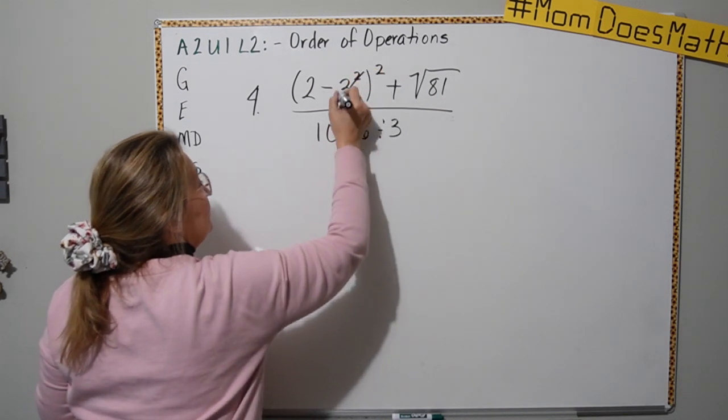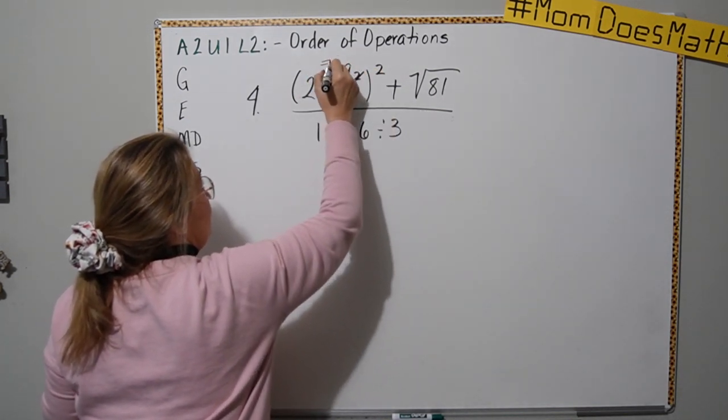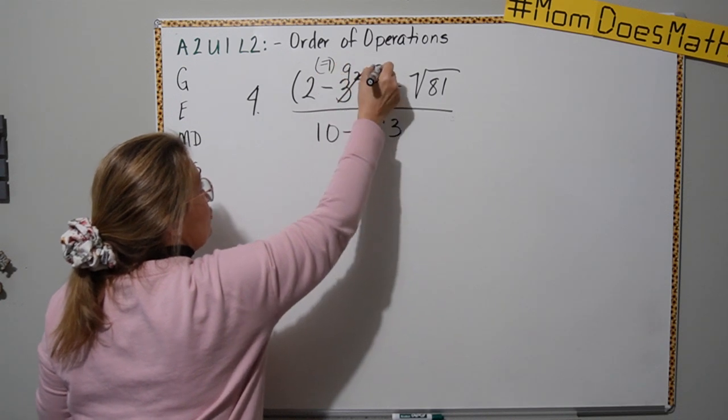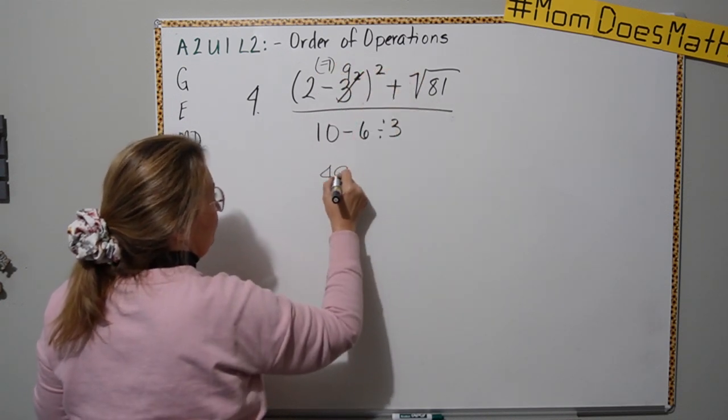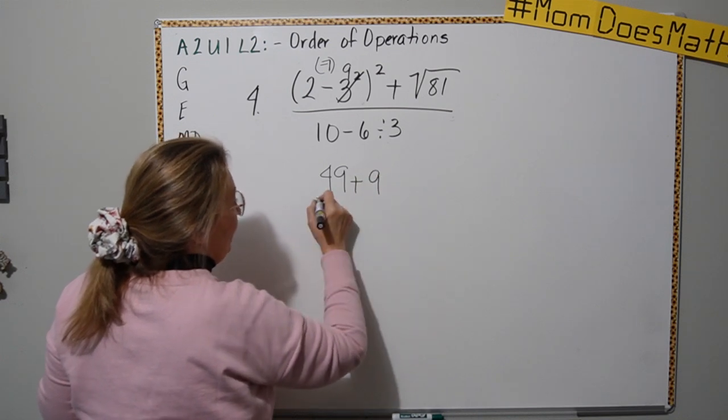3 squared is 9. 2 minus 9 is negative 7. And negative 7 squared is 49. All right, the square root of 81 is 9.